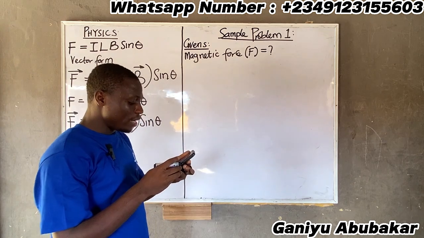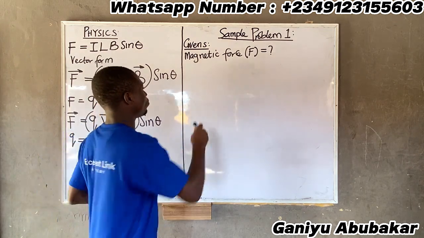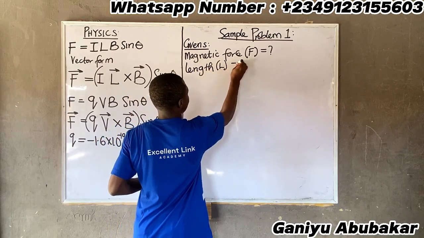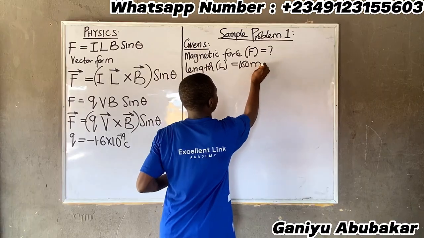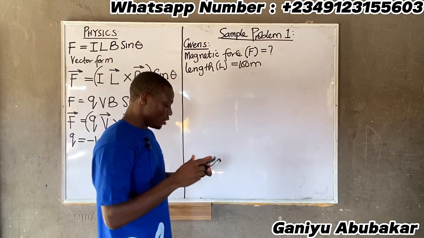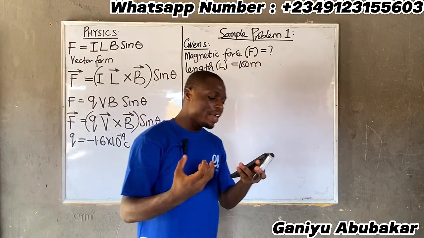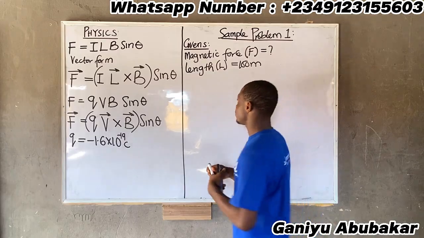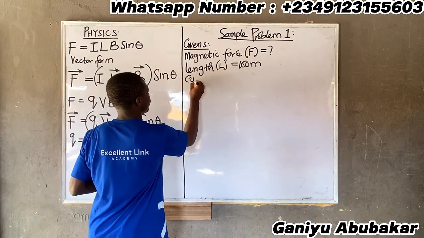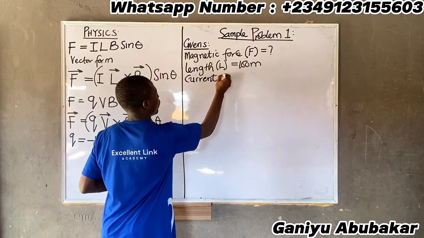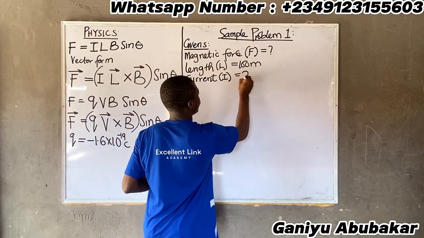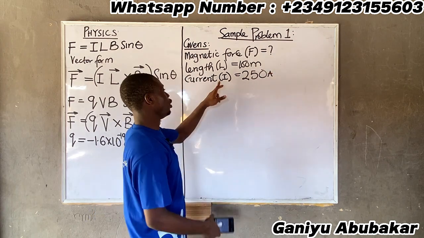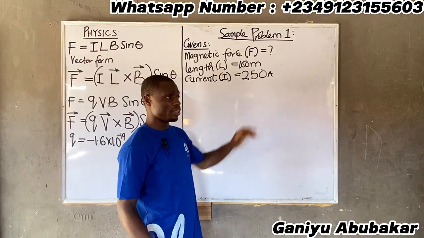Moving on, it says on a 100 meter length. So the length, L, is of course 100 meters. Then it says of wire strained between two poles carrying a current. Of course, we're given current. That's I, which is 250 ampere. Current is measured in ampere, as you can see.